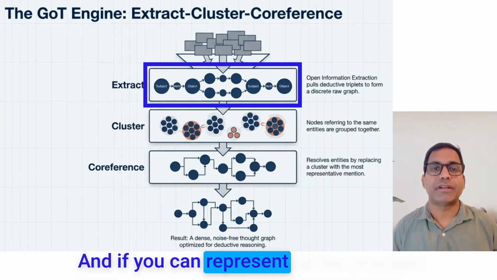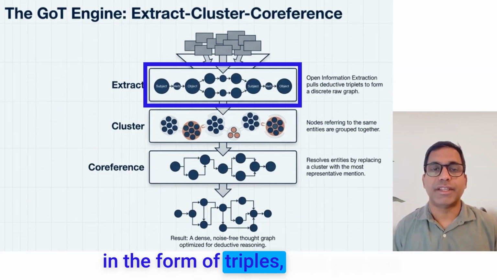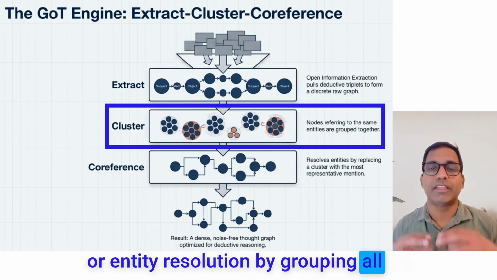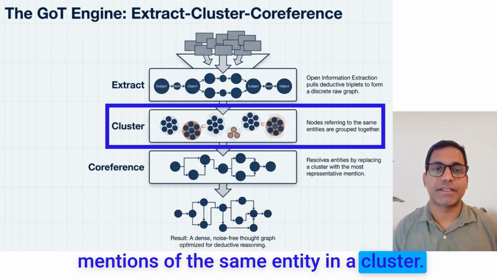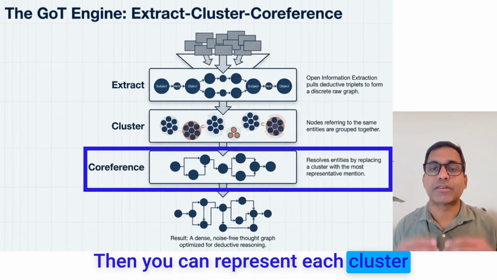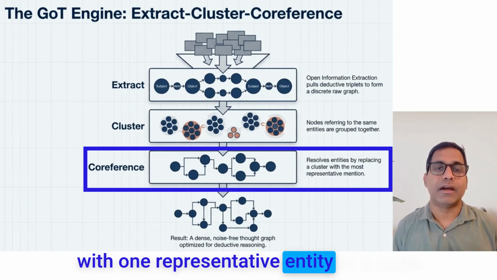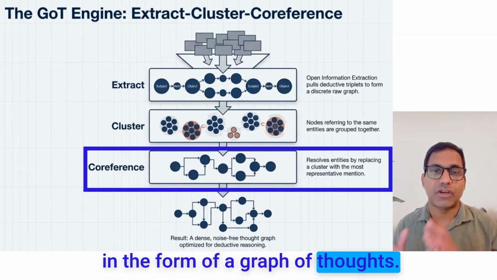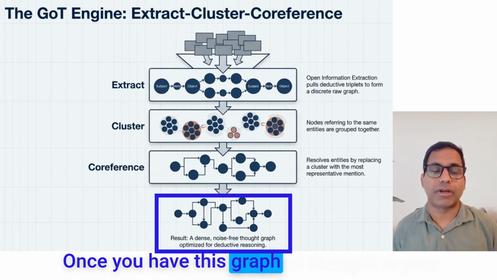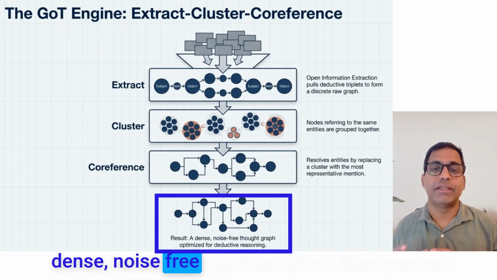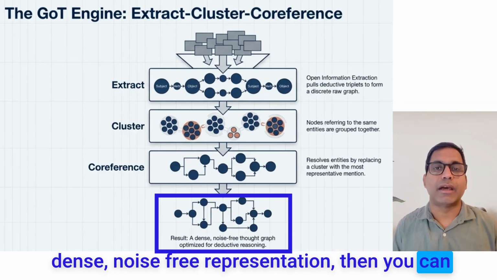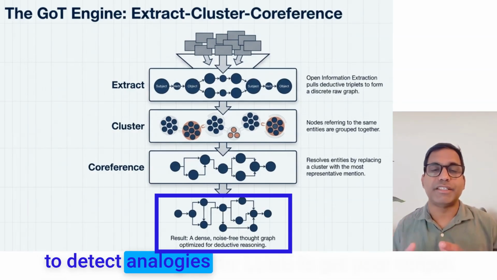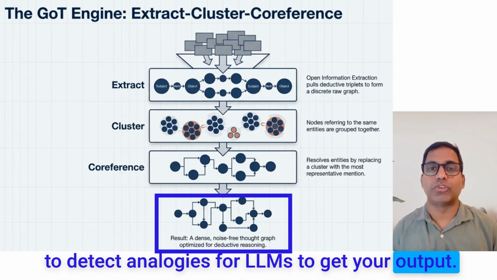And if you represent all the prompts in the form of triples, then you can perform co-reference resolution or entity resolution by grouping all the mentions of the same entity in a cluster. Then you can represent each cluster with one representative entity or node. Then it will represent all the prompts in the form of a graph of thoughts. Once you have this graph of thought in a dense, noise-free representation, then you can apply graph of thought prompt engineering to detect analogies for LLMs to get your output.